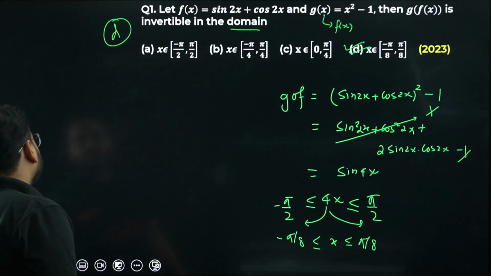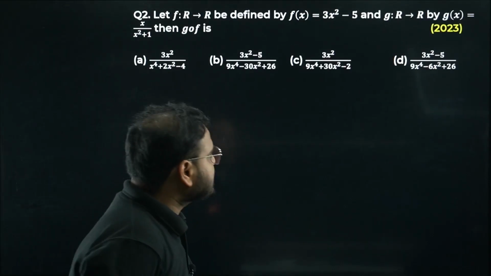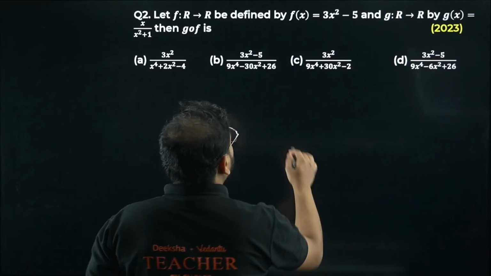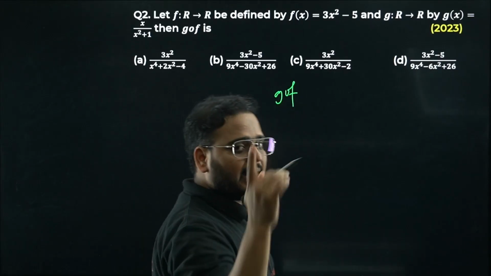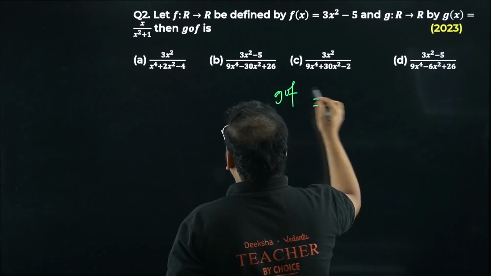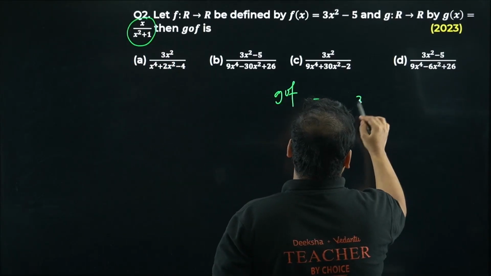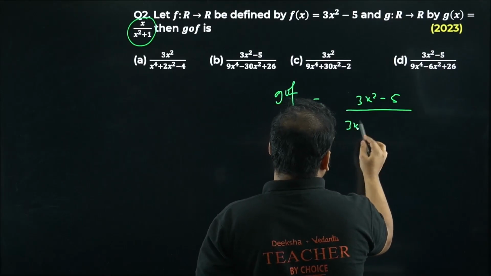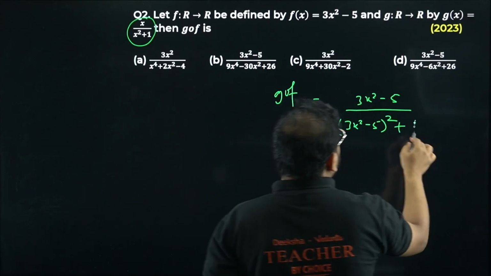So what we have in question number 2, please check. Let f R to R be defined by fx equals 3x square minus 5. Again, similar problem. They're asking us GOF again, right? So in the GOF, what we do? We replace x in the G by the function f. What is G, bacha? Please check. I have G as this part, no? x upon x square plus 1. So replace this by 3x square minus 5 upon 3x square minus 5 the whole square plus 1. Please check which option is suitable.